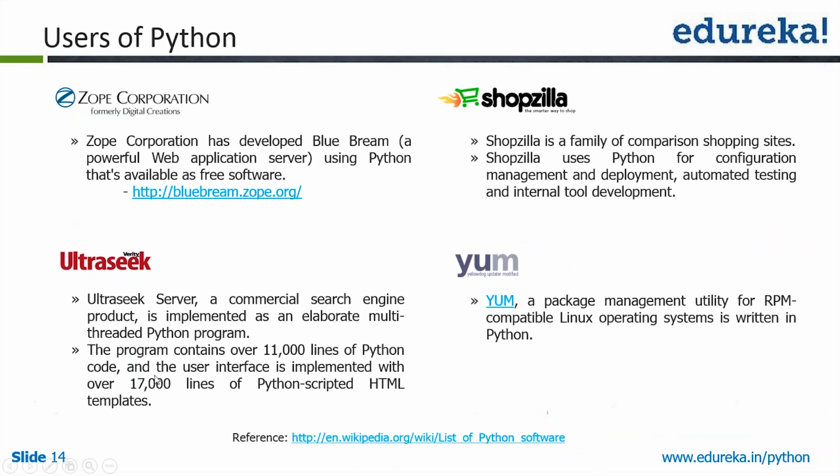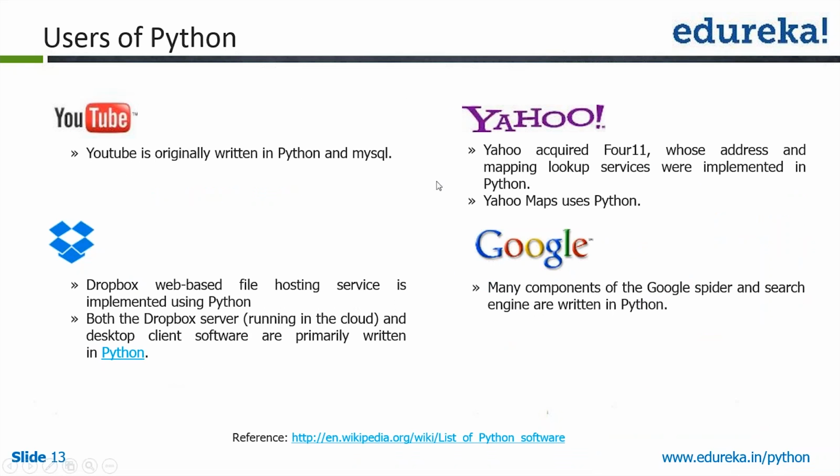So here are some of the popular users like YouTube, Yahoo, Dropbox, Google. They all have been using Python, and if you notice, they all are different kinds of portals. YouTube is for video content, but it's written in Python and MySQL. Yahoo uses it for mapping lookup services that are implemented in Python. So Yahoo Maps uses Python.